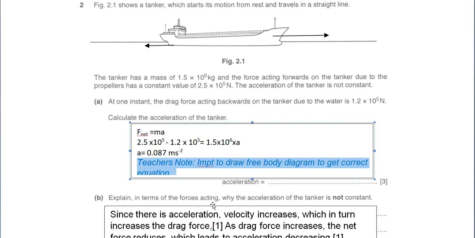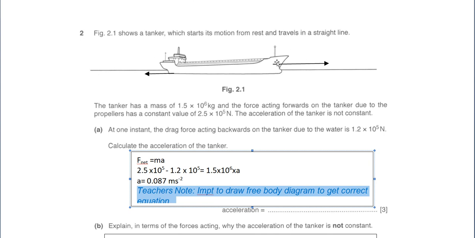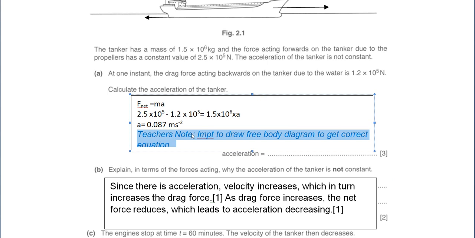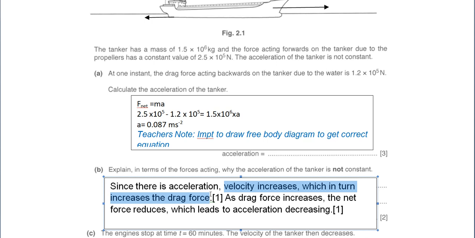Luckily we have already drawn the free body diagram earlier. This force is a constant. This force should actually change with respect to velocity if you had studied your resistive forces part of your textbook. So the answer is when there is acceleration, the velocity increases. Because velocity increases, the drag force increases. This statement over here should be 1 mark. And as drag force increases, the net force reduces. Why? Because if you look at this equation, forward force is constant, drag force increases, the total value of F net should drop. So once F net drops, with mass remaining constant, acceleration should be decreasing.